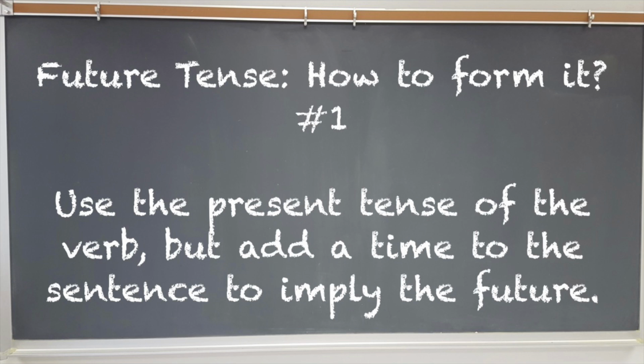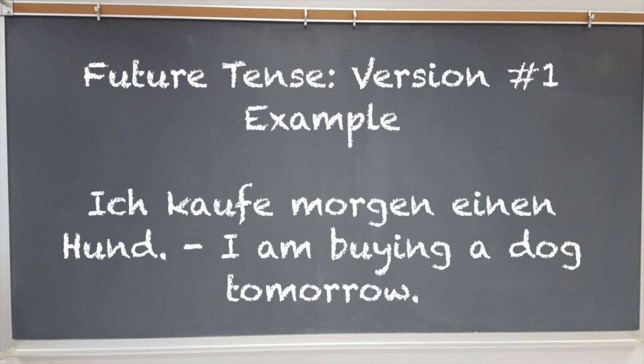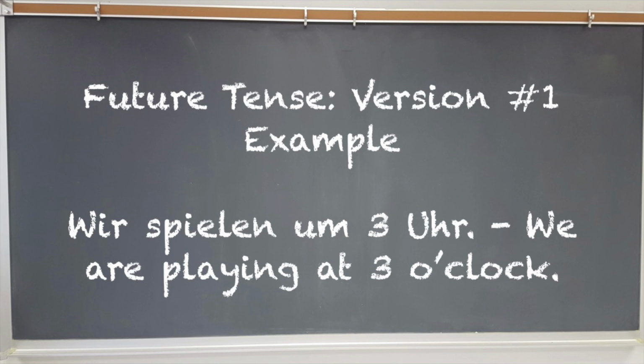In order to form the future tense without learning anything new, you can simply use a present tense form of the verb and then add a time element into the sentence that indicates that this thing has not yet occurred. For example, Ich kaufe morgen einen Hund. I am buying a dog tomorrow. The same thing is done in English. We use the present progressive tense used with a time element to indicate that this has not yet happened. Wir spielen um 3 Uhr. We are playing at 3 o'clock. Again, present progressive plus an extra time.